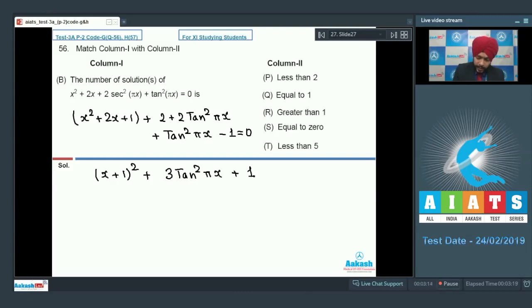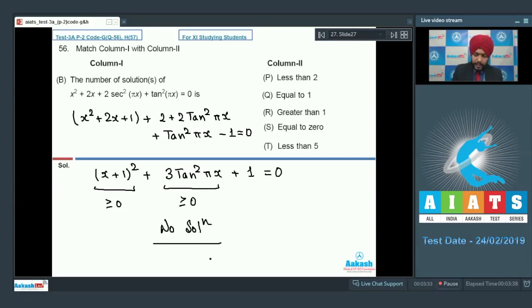plus 1 equals 0. This is never possible because this is always greater than equal to 0. This is always greater than equal to 0. So sum of these three quantities can never be equal to 0. So we have no solution, which means that the number of solutions is 0, which is less than 2 and less than 5 and equal to 0. So B matches with P, S and T from the column 2.